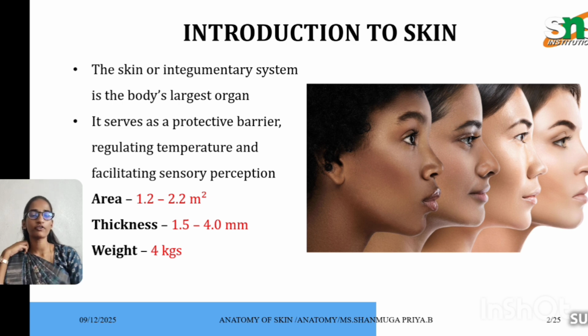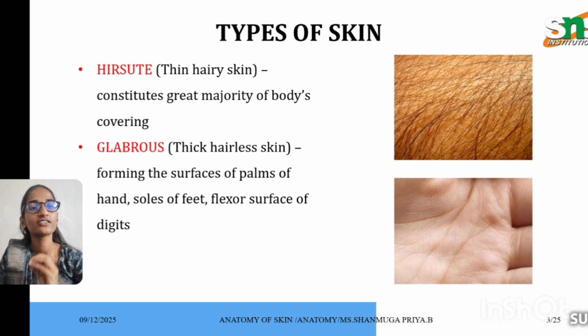So the total area of skin in our body is approximately 2.2 meter square, and its thickness is about 1.5 to 4 mm, while the weight of the skin is about 4 kgs. And then there are mainly two types of skin, usually known as hirsute as well as glabrous. Hirsute skin is thin and hairy skin, which constitutes the greater majority of the body's covering, while glabrous skin is also known as thick hairless skin, which forms the surfaces of the palms of hand, soles of feet, as well as flexor surface of the digits.